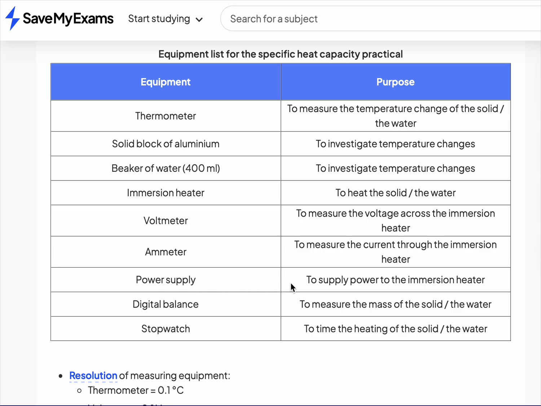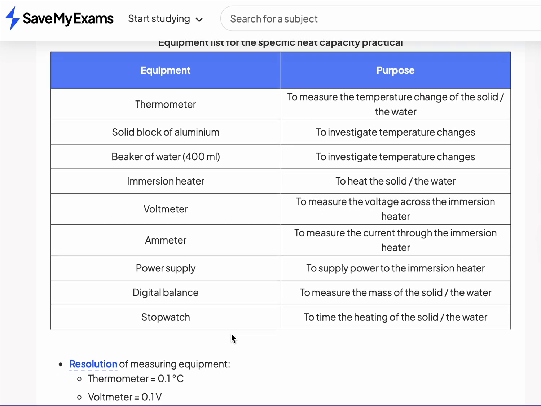So you'll have an electrical power supply. A 12-volt power pack will probably be the normal thing to use to power the immersion heater, and the digital balance to be able to measure the mass of the material that you're investigating, and of course a stopwatch so you can measure how long it takes.